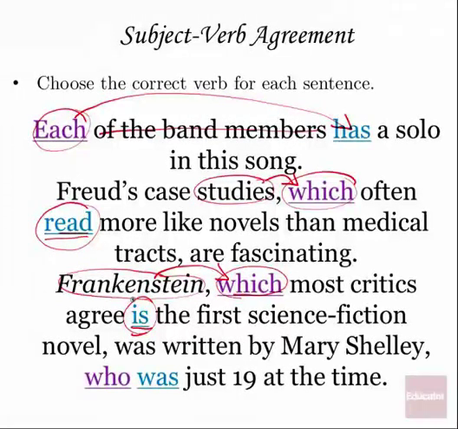It was written by Mary Shelley, who, which is taking the place of Mary Shelley, and there's only one of her. And she was just 19 when she wrote Frankenstein. Once again, third person singular verb, there's only one Mary Shelley.